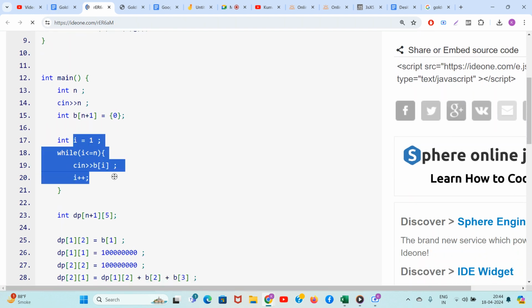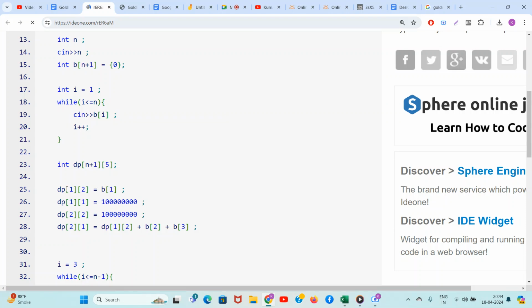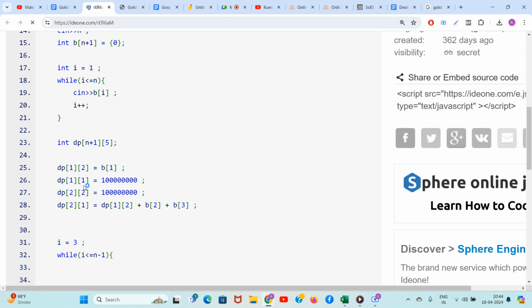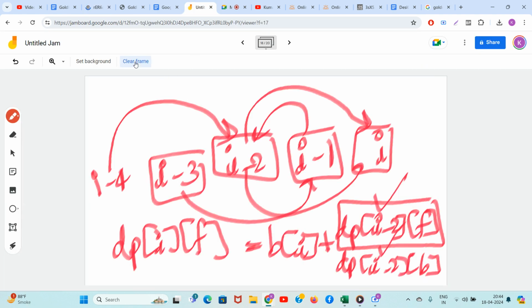You are going from 1 to n. You are writing the basic values, guys. DP1 forward, the first number. DP1 backward: you cannot reach 1 in a backward fashion. Okay, I hope you guys understand.